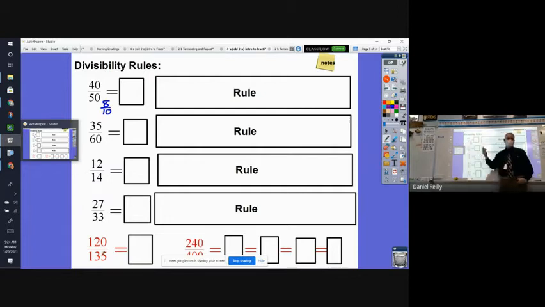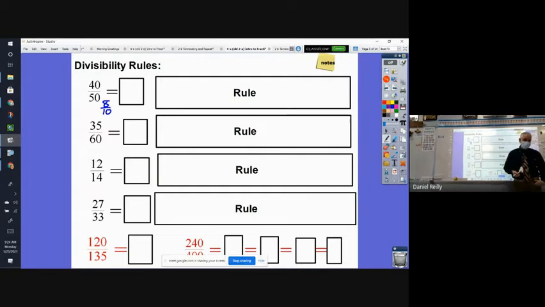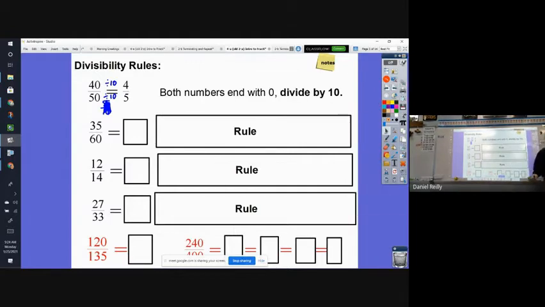What bigger number than 5 are these both divisible by? Marcus? 10. Okay, what's the rule? When is a number divisible by 10? Marcus? If it ends in a 0. Okay, if a number ends in a 0, it is divisible by 10. So if you divide both of these by 10, you don't have to write this ever, right? You just write your answer. Divide by 10, you get 4/5, which you would have gotten, Roman, because 8 tenths is not simplified. 8 and 10 are both still divisible by 2.